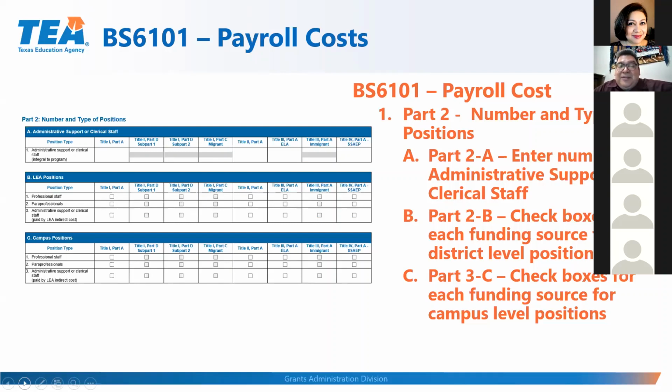Because they're the ones who do the time and effort certification and your 1-year certifications for split funded people that aren't 100% funded out of one funding source. But that's locally defined and it's based on your job descriptions and how you're maintaining those time and efforts. We don't see it on the application. We're more concerned about the number of positions that you want to pay out of these funds for each funding source.